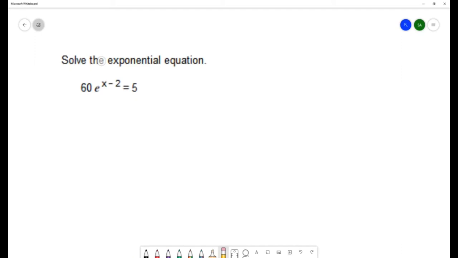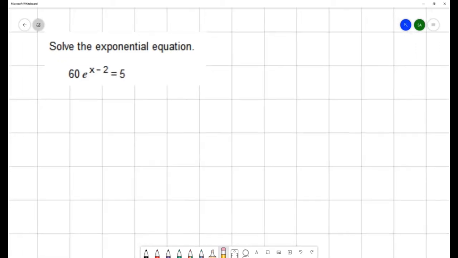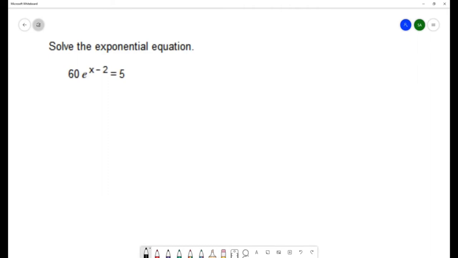On this question, we want to solve the exponential equation 60e to the x minus 2 equals 5. To solve this exponential equation, we typically have 3 different methods that we follow. The first one is relating the bases, where we try to make the bases the same on both sides. We can't do that on this example because we have a base of e on one side and we don't have e on the other side. So the other methods we use are to convert to a logarithm or to take the log of both sides.